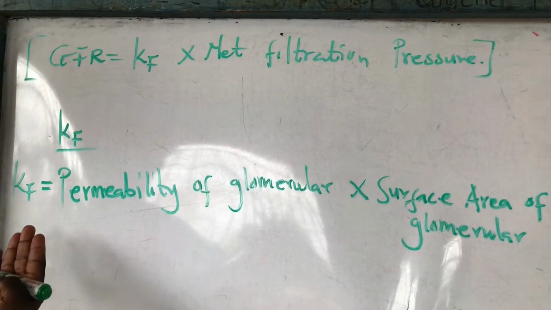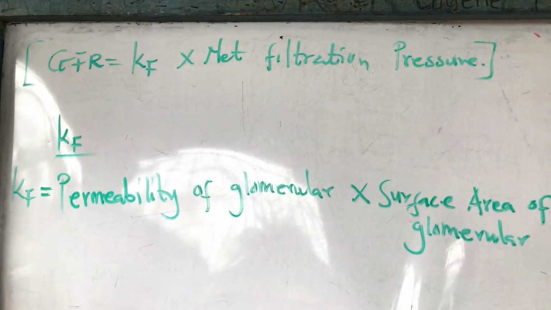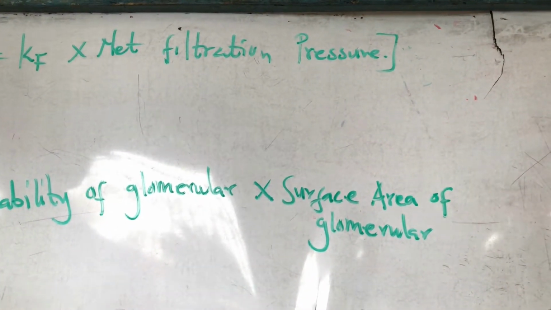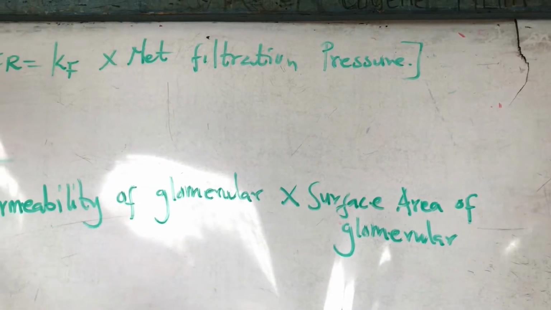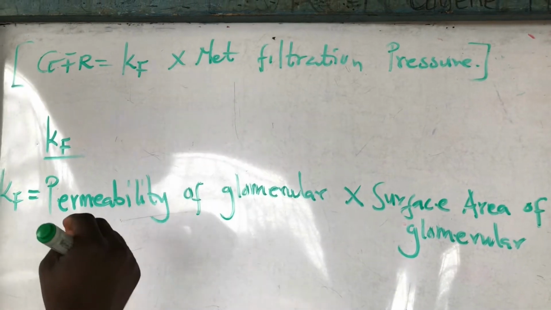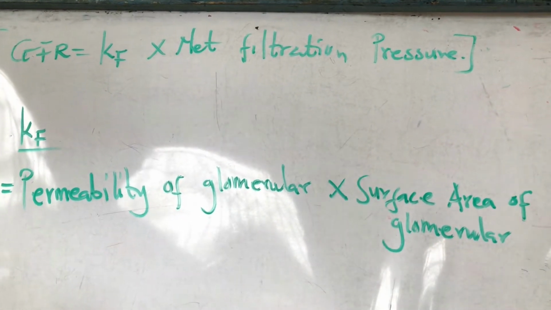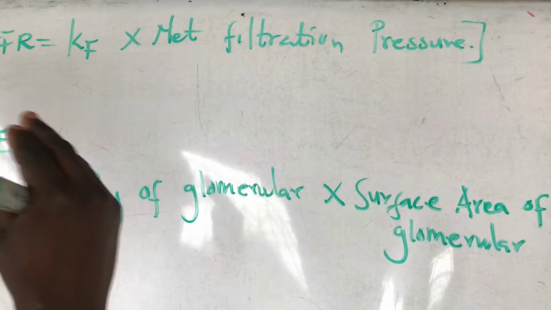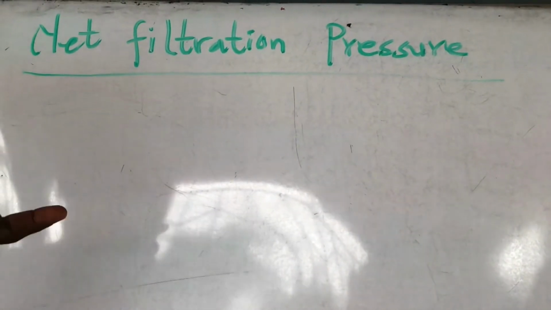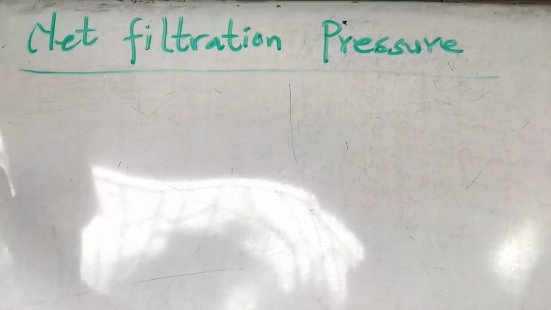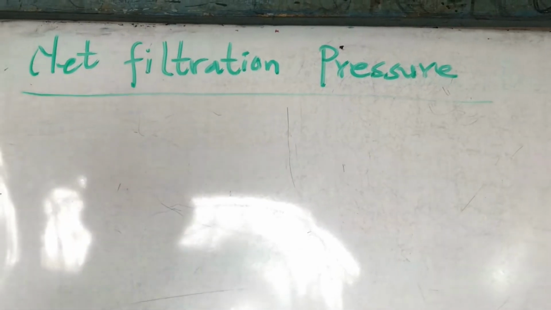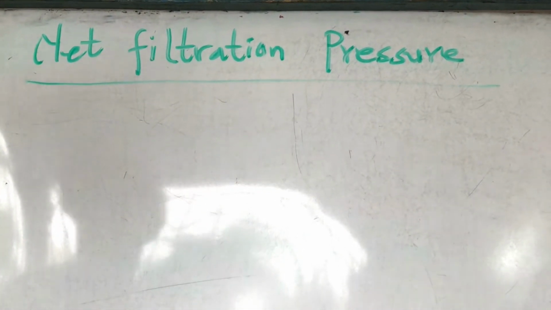Elaborating this formula, the coefficient of filtration is the product of the permeability of glomerula and the surface area of the glomerula. That is for the Kf, the coefficient of filtration. Now let's zoom into the net filtration pressure. This is the sum of a number of forces or pressures. There are at least 4, but one will be excluded, and you will know why as we continue.